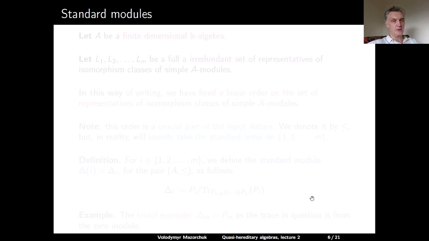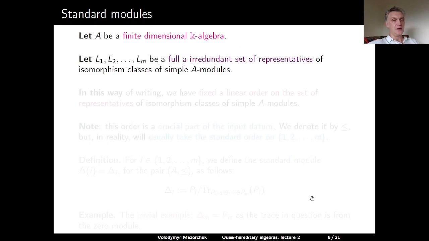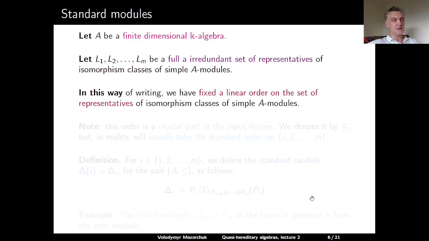Now we can define our main notion for today, and that's the notion of standard module. Let A be a finite dimensional K algebra. Let L1, L2, and so on Lm be a full and irredundant set of representatives of isomorphism classes of simple A modules. When we have written these simple modules in this way, we also have fixed the linear order on the set of representatives of isomorphism classes of simple A modules. So we no longer treat them as a set, but now we treat them as an ordered set.